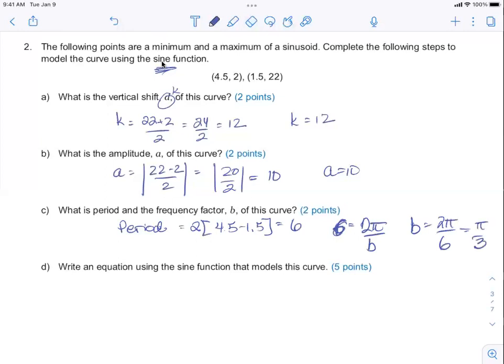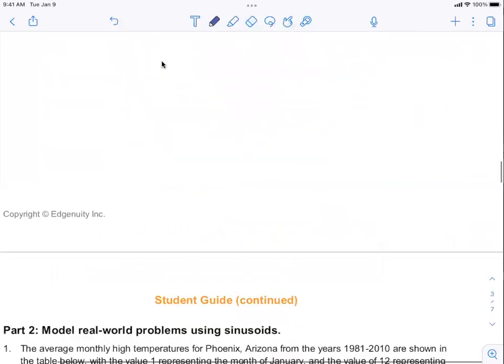And then again, put it all together, write the equation. Y equals, the amplitude comes in front, that's 10. Sine function, pi over 3, x. Nope, that's not an x, is it? It's pi over 3. Yikes. X. This one does not have a phase shift, so you don't have to add or subtract the x. And then plus 12. That's where it shifted up, our vertical shift. All right, that's all part 1.